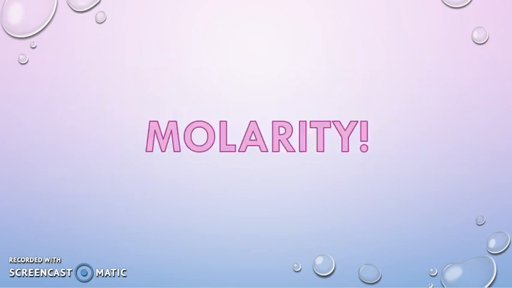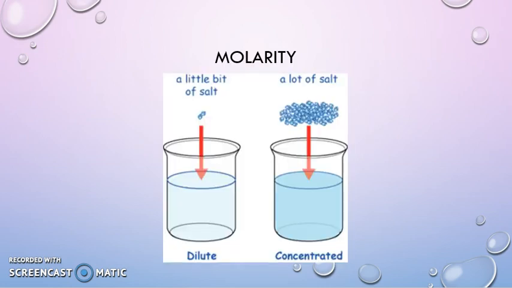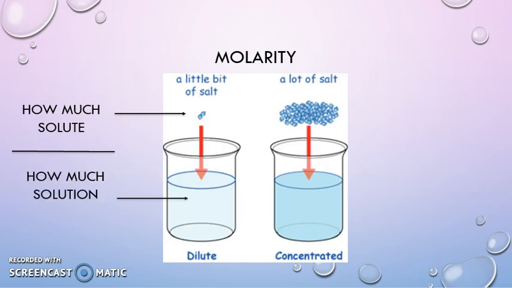Enter molarity. Molarity is a way of communicating how many moles of material we have dissolved inside of our solution. So just kind of take a look at this little bit of picture here. A dilute solution would only have a little bit of material dissolved inside of it, whereas a concentrated solution has a lot of it. Well, what if I could actually measure those bits? So molarity really kind of communicates how much solute, the stuff that's being dissolved, we have as a function of how much solution we're dissolving it into.